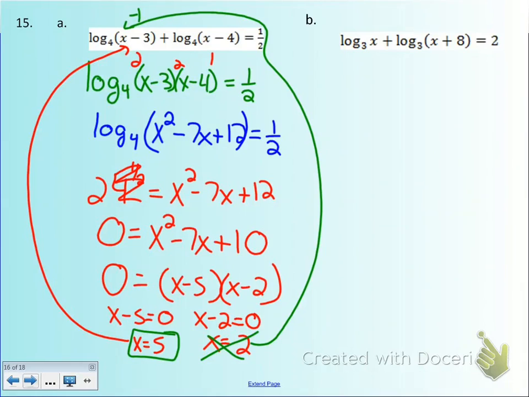Okay, try the other one here on the screen by yourself. We have log base 3 of x plus log base 3 of x plus 8 equals 2.